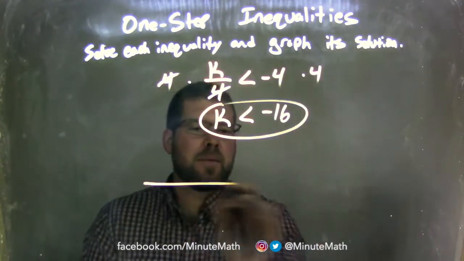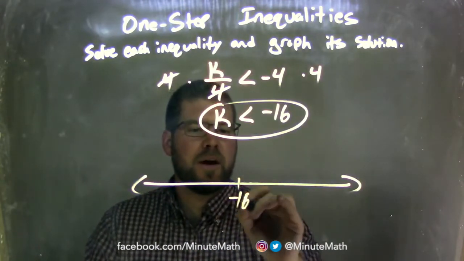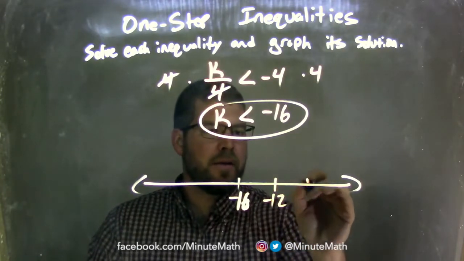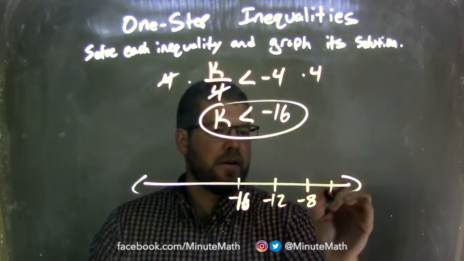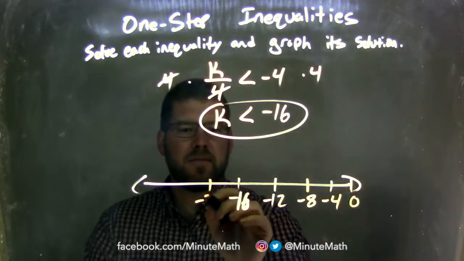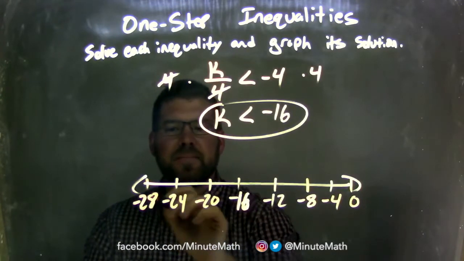So now I need to use my number line, match it up. Okay? So let's put a negative 16 here, and let's go by 4s. Let's change it up. Negative 12 is right there. Negative 8, negative 4, 0, negative 20, negative 24, negative 28.